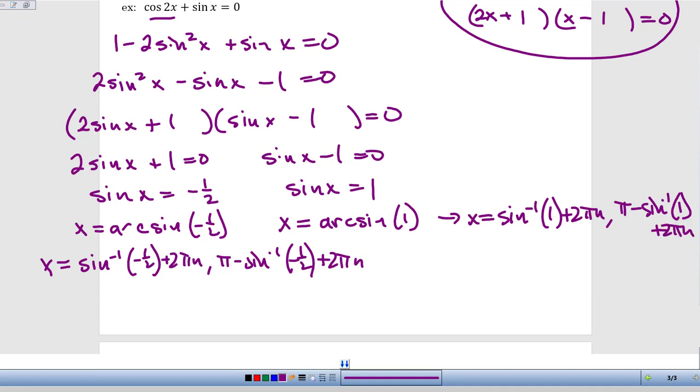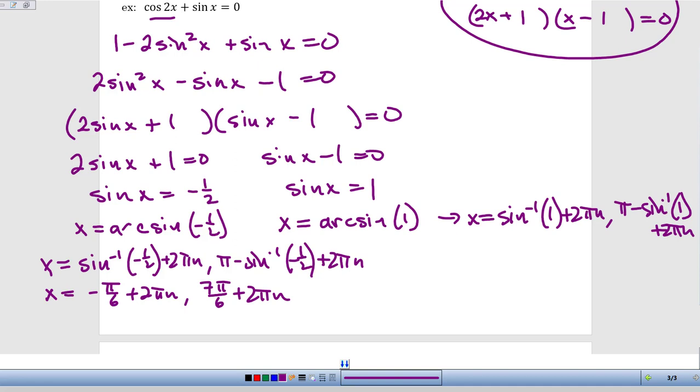So let's go back over here to the left. The inverse sine of -1/2. Again, remembering our rules for that one answer that we get for inverse sine. So we're going to get an answer that's in the 4th quadrant, but it's got to be a negative value. So the inverse sine of -1/2 is going to be -pi/6 plus 2 pi n. And then we've got pi minus that negative pi over 6. So pi minus a negative means it's going to be plus. So pi plus pi over 6 means we're going to get 7 pi over 6 plus 2 pi n.